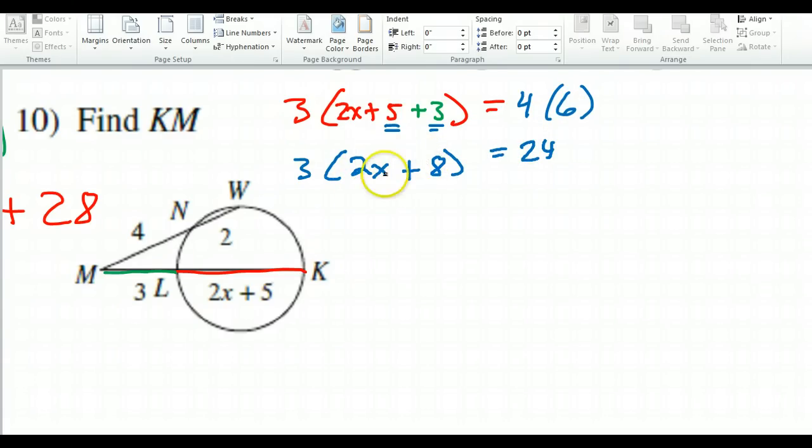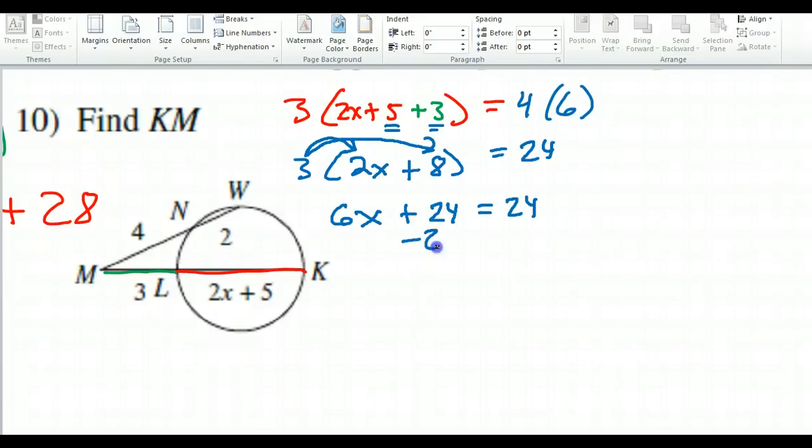Now, I could distribute now, or I could divide both sides by 3 right now. I think most of you would distribute, so that's what I'm going to do. So this would make 6x plus 24 equals 24. So I would subtract 24 from both sides. So that gives me that 6x equals 0. Huh, weird. So if I divide by 6, that's going to give me x equals 0.